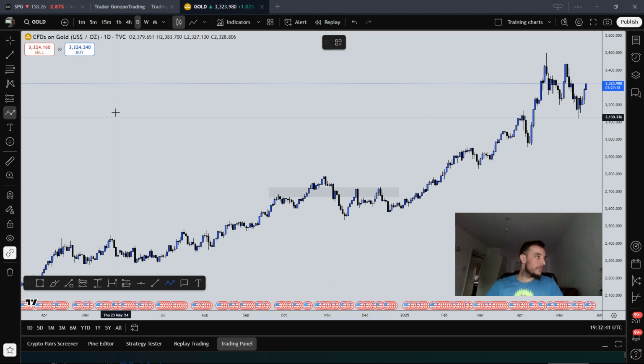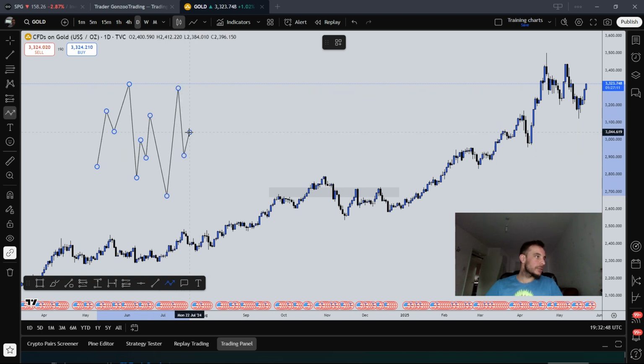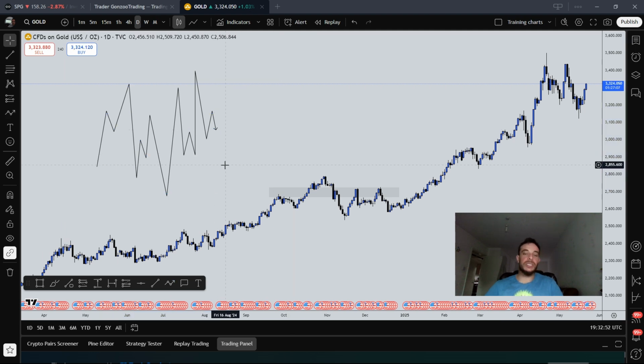If I give you an example, if the market is just moving up and down without any actual sign of respecting areas of support or resistance, that means that we are in a volatile market. This is an extreme, of course.